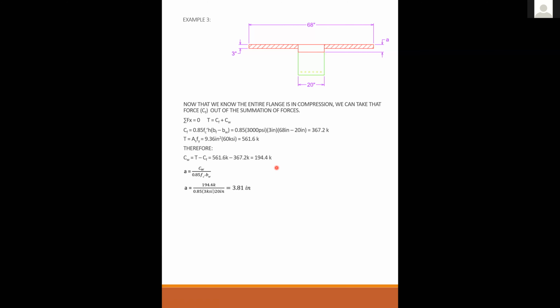Okay. Thank you. We're trying to isolate what we don't know, which is little a. And what we don't know is the compression force in the web of the girder. So we're taking what we do know out to find what's left. And that gets us to 3.81 inches.